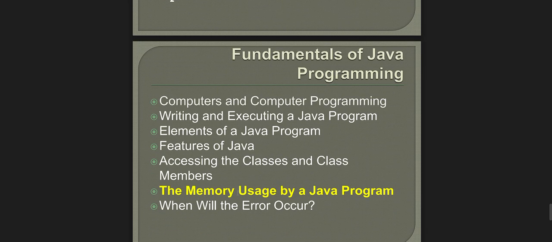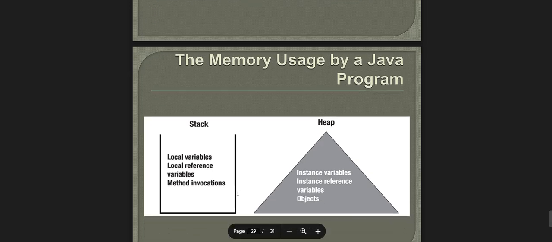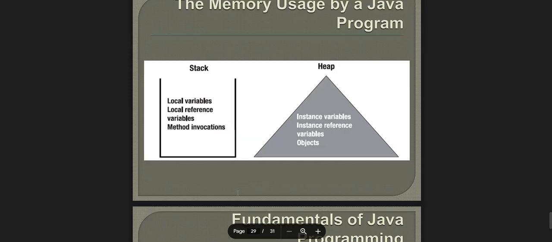Features of Java: accessing the classes and the class members, and the memory used by a Java program. When will the error occur? The memory used by a Java program: the stack holds local variables, local reference variables, and method invocations; the heap holds instance variables, instance reference variables, and objects.